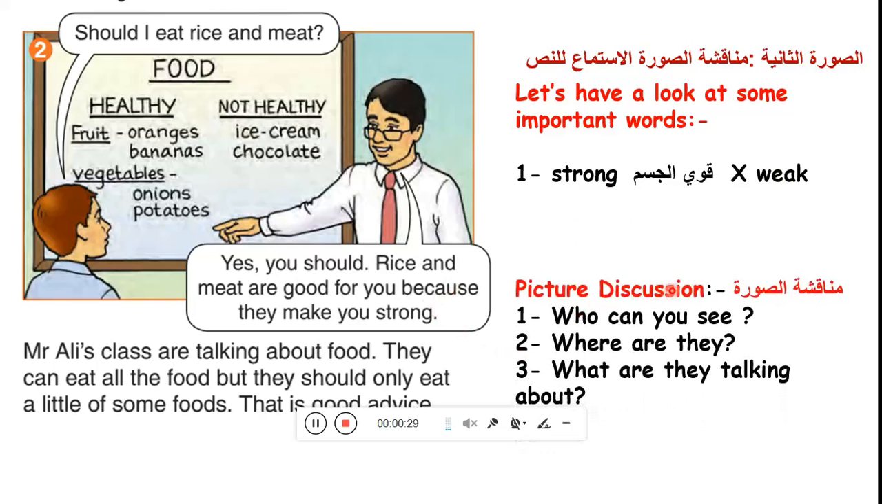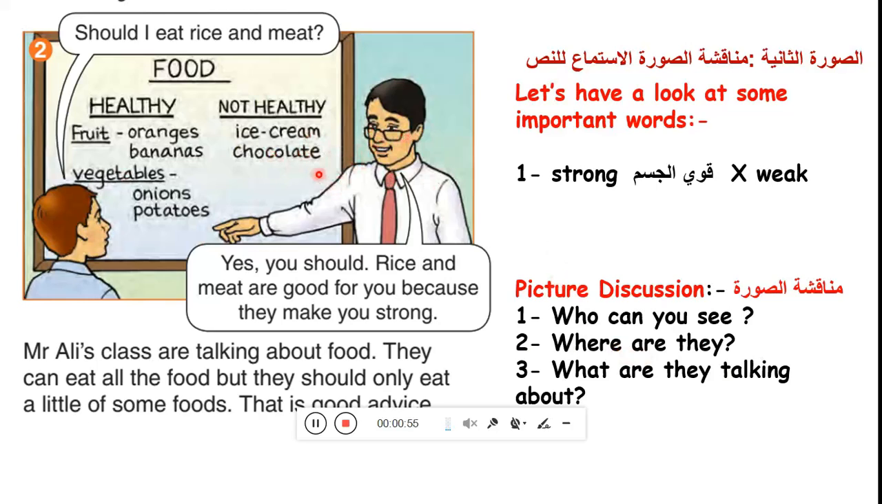Now, let's move to a brief discussion. Let's have a short discussion. Who can you see in the picture? Who can you see? We have a man and a boy. Here we have a man and here we have a boy. We don't know them. Where are they? Where do you think they are? They are at a class.